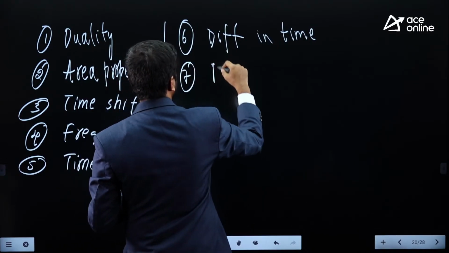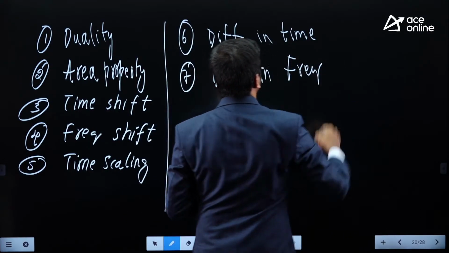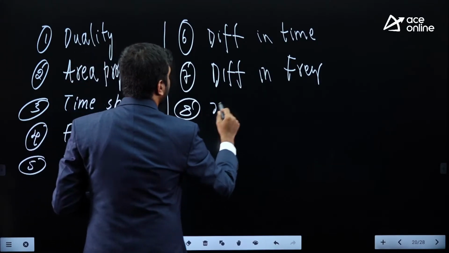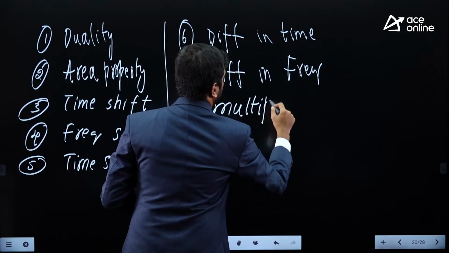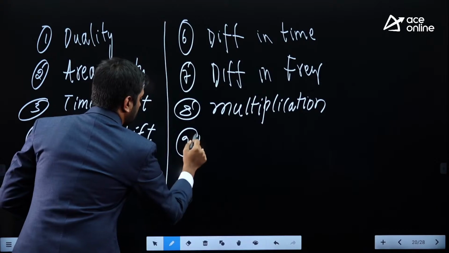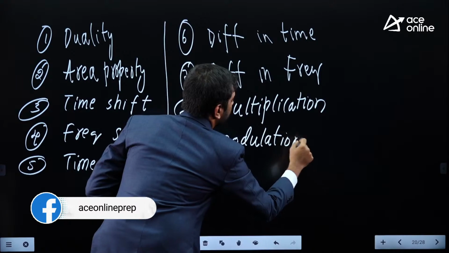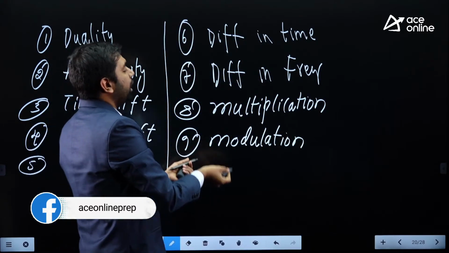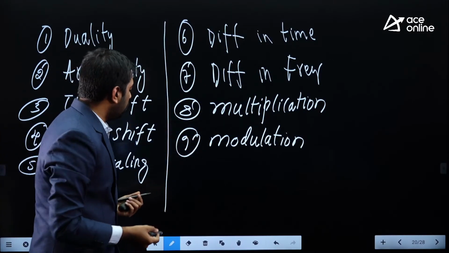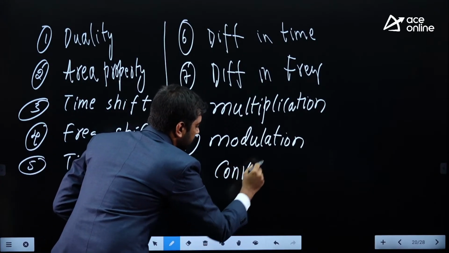You will have differentiation in frequency, differentiation in time, differentiation in frequency, multiplication in time, okay, and then modulation. This particular topic, that is the modulation property, is going to be very helpful for understanding the communication subject. Okay, so multiplication, modulation, the most important one, the convolution.